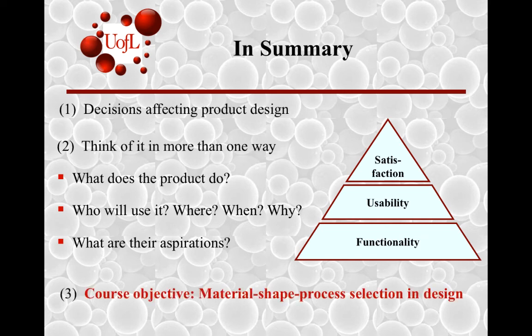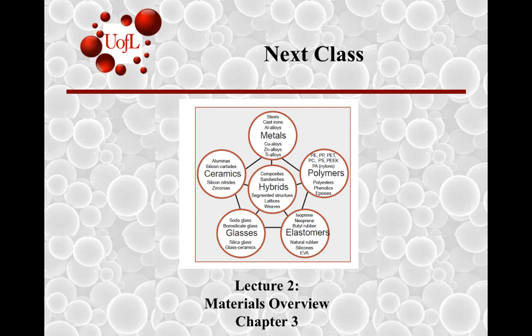In this course, we are going to look at the interactions between shape, material, and process that are governed by a design, and how the selection of how to make something, what to make it out of, and what it looks like fits together. This is the story for this class. Next class, we will look at an overview of different kinds of materials and their properties. That will be from chapter 3 of your Ashby book.